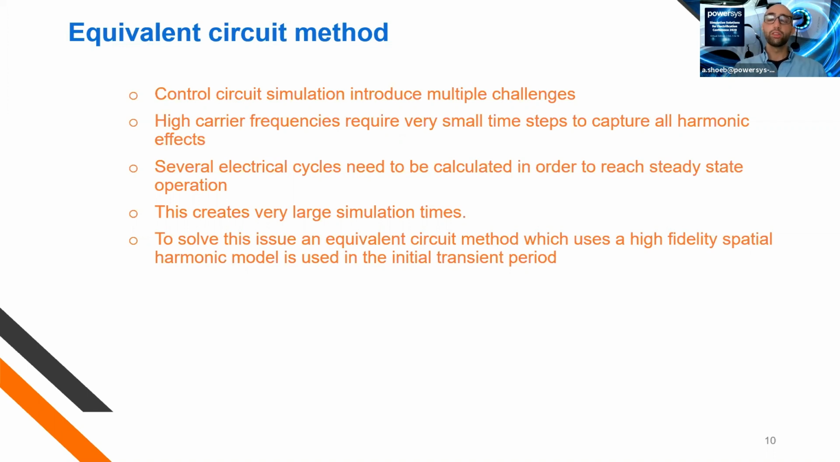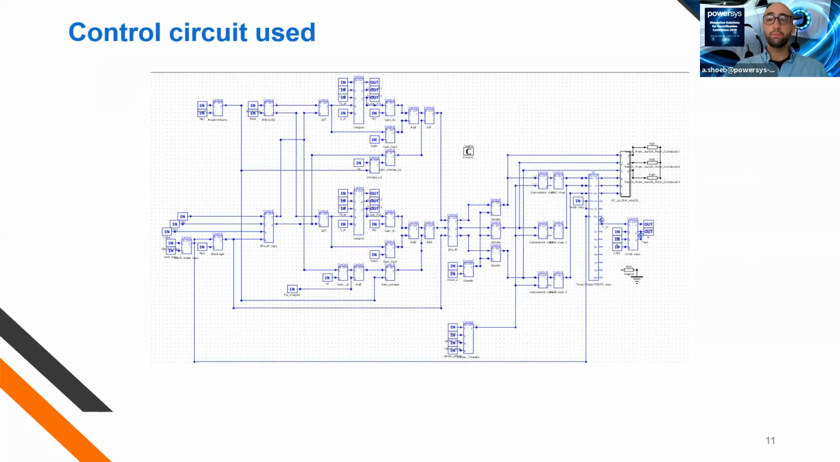The idea now is to use something called an equivalent circuit method, which uses a high fidelity spatial harmonic model for the initial transient period. How this works is through this circuit here. What I want to highlight is that I do not just have my FEA motor circuit here. I also have my high fidelity motor here.